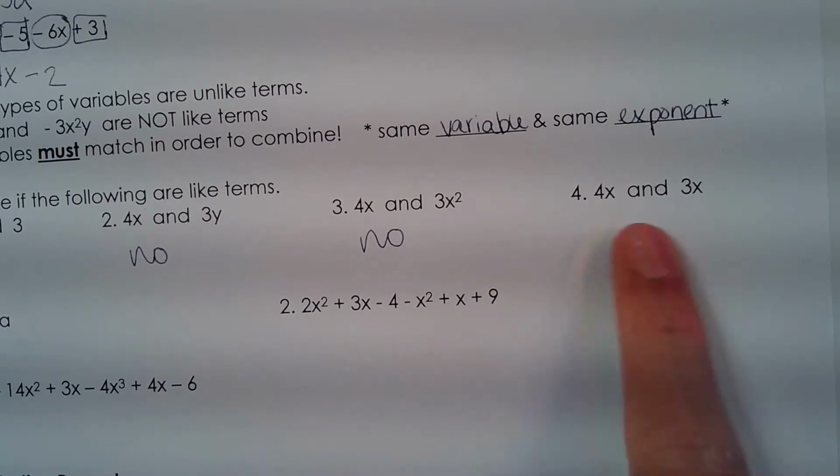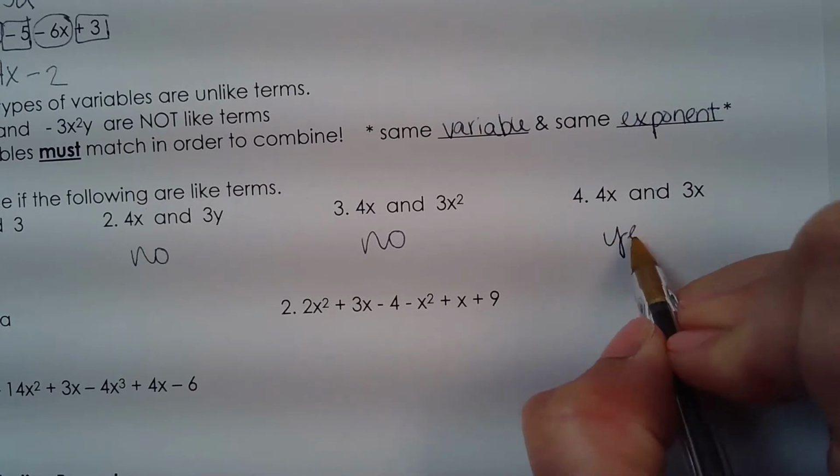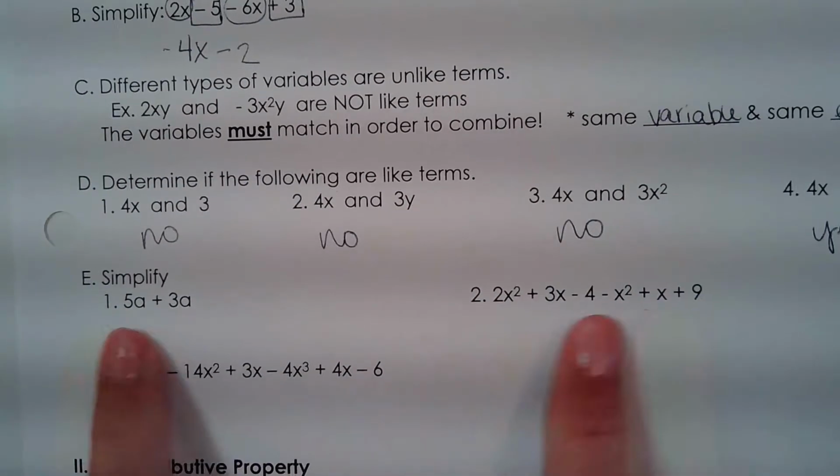So what about the last one, 4x and 3x? Yes, those are the same because they have the same variable and the same exponent. Questions? All right, so we're going to simplify these guys, then we'll be done.